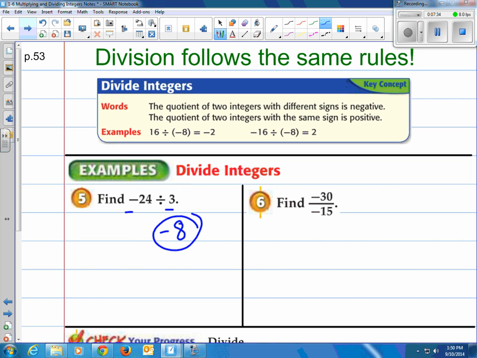Take a look at the second sentence right here. It says the quotient of 2 integers with the same sign is positive. Well, take a look at the example, number 6. What this says right here is -30 divided by -15, except they're using a fraction bar. It means the same thing. Well, both signs are the same, therefore the answer will be positive. Then you just divide the 2 numbers. So 30 divided by 15 is 2. It's a positive 2 for the answer.